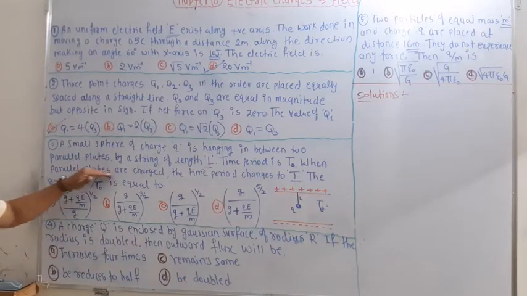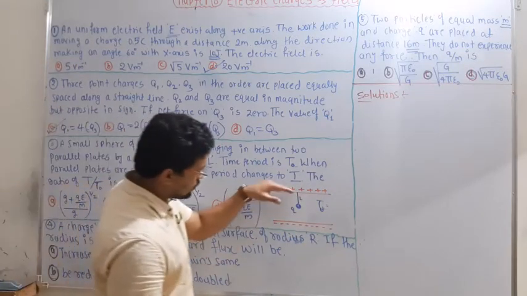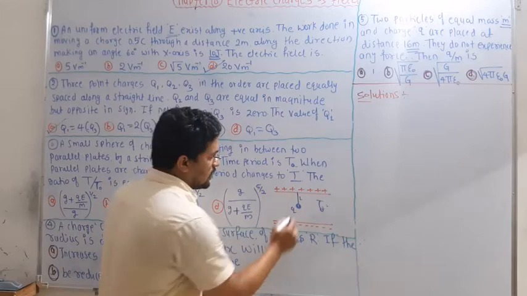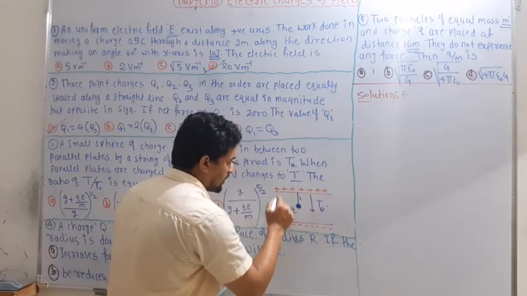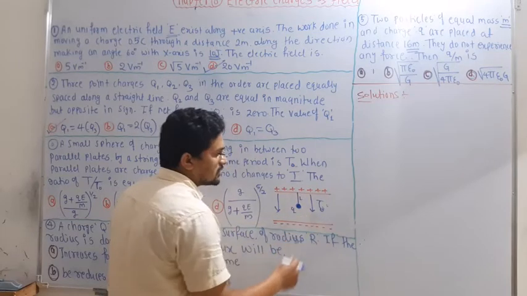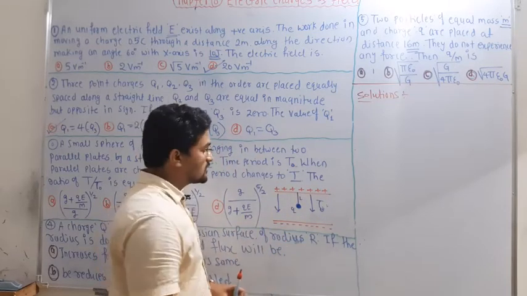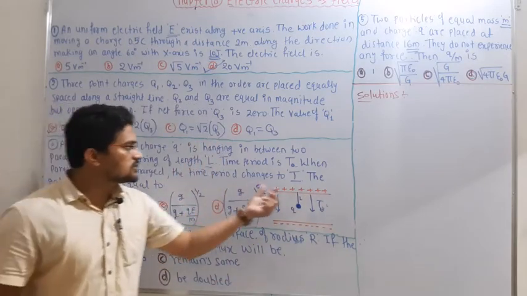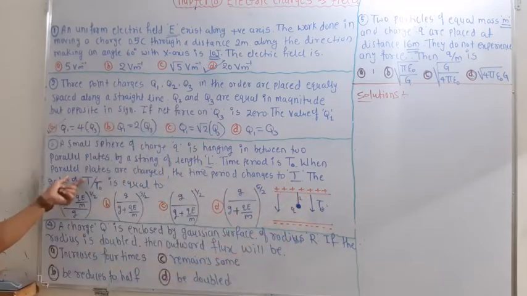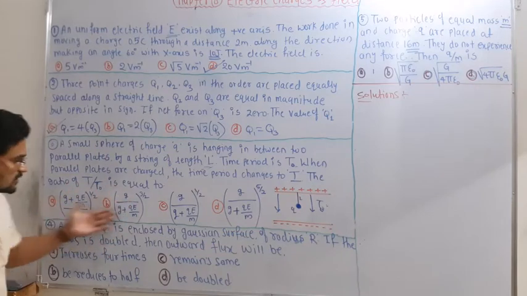When the plates are charged, one will be positive and another will be negative, and due to this the electric field is always pointing downward. Due to this electric field there is also an acceleration. Then the time period changes to t. Then the ratio of t divided by t naught is equal to what, among these 4 options, which will be correct?